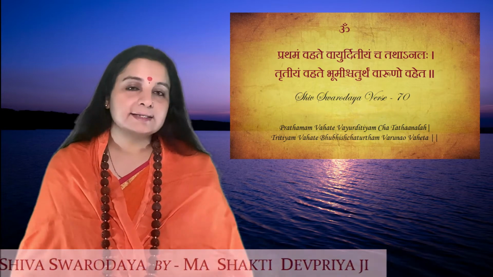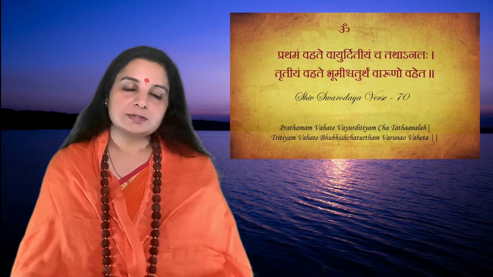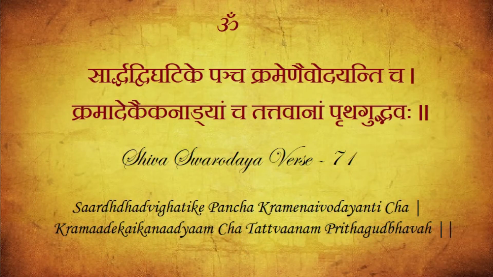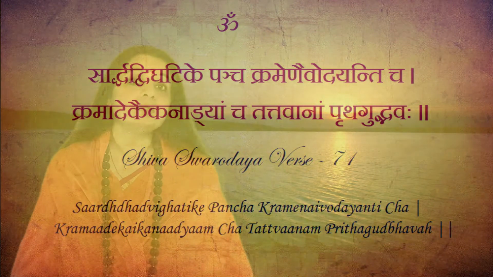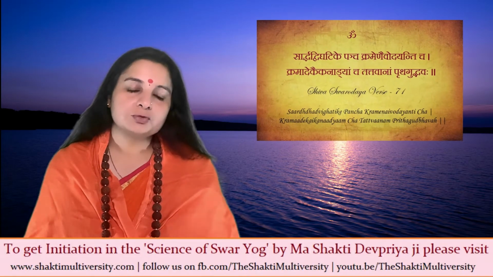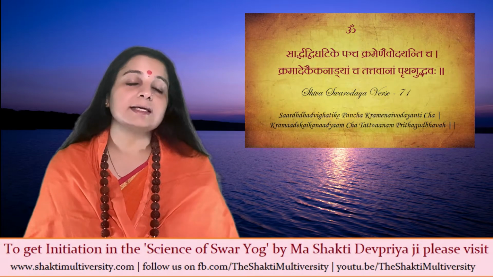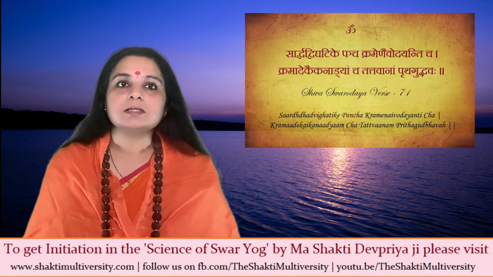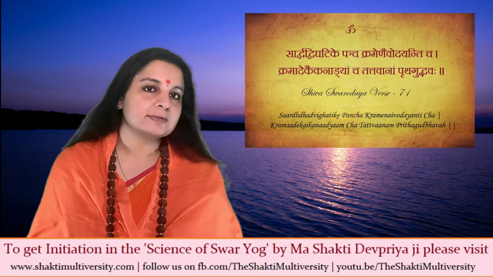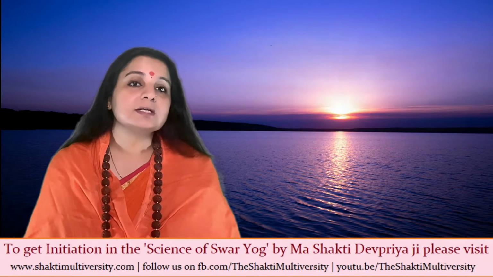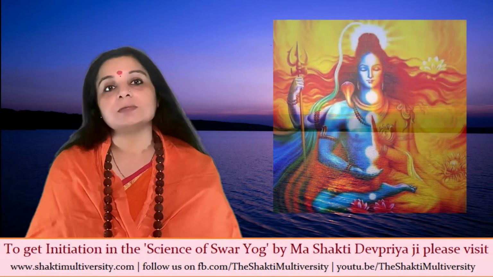I will also include the next verse here, which is the 71st verse. It states, Sa ardya dvighatike pancha kramenaiva vudyanti cha Kramade kaikanadyam cha tattvanam pritgudbhavah. It means during the 2.5 ghatis, the elements arise in this order. The elements arise separately in both the nadis. In these verses, we understand the order in which elements arise in the swar. All the elements arise in both left and right swar.